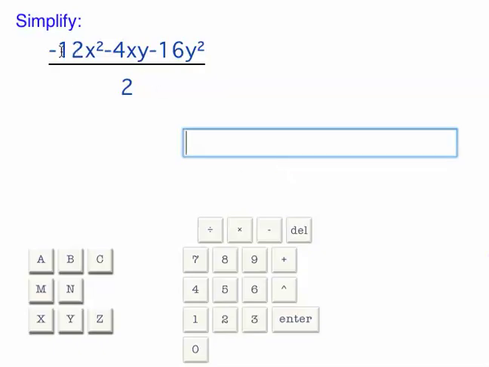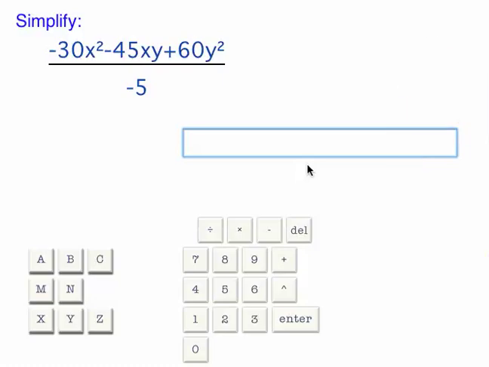Okay, and here I'm going to do that shortcut again. That was fun. So 2 goes into negative 12, negative 6 times. 2 goes into negative 4, negative 2 times. And 2 goes into negative 16, negative 8 times.